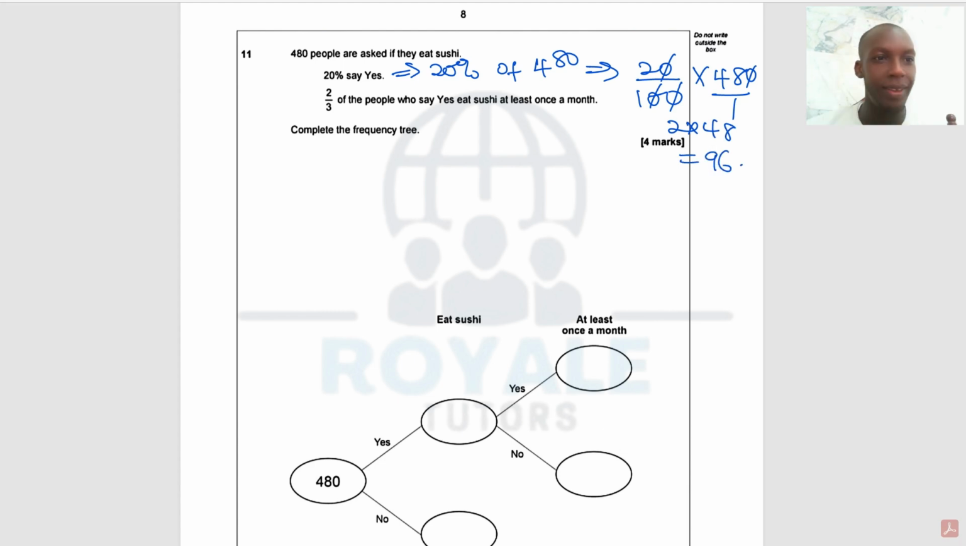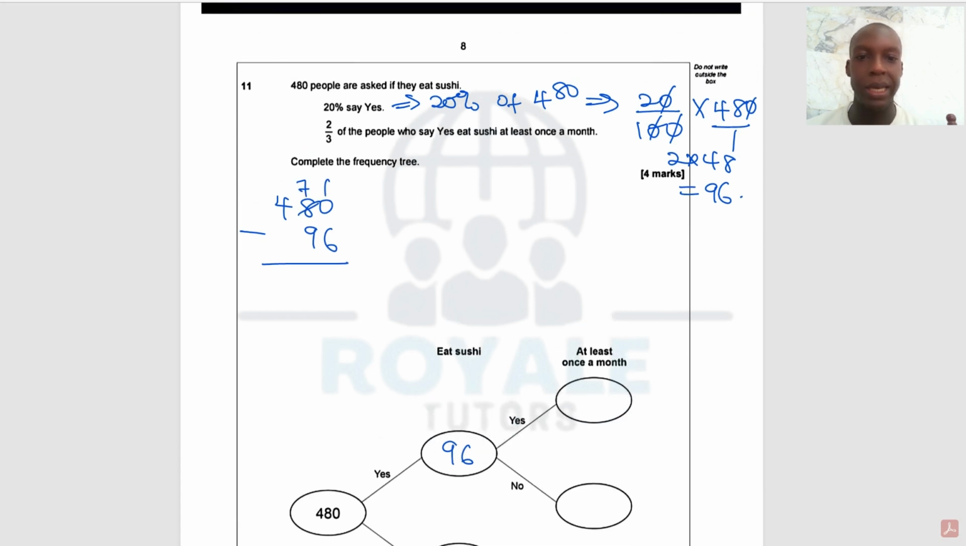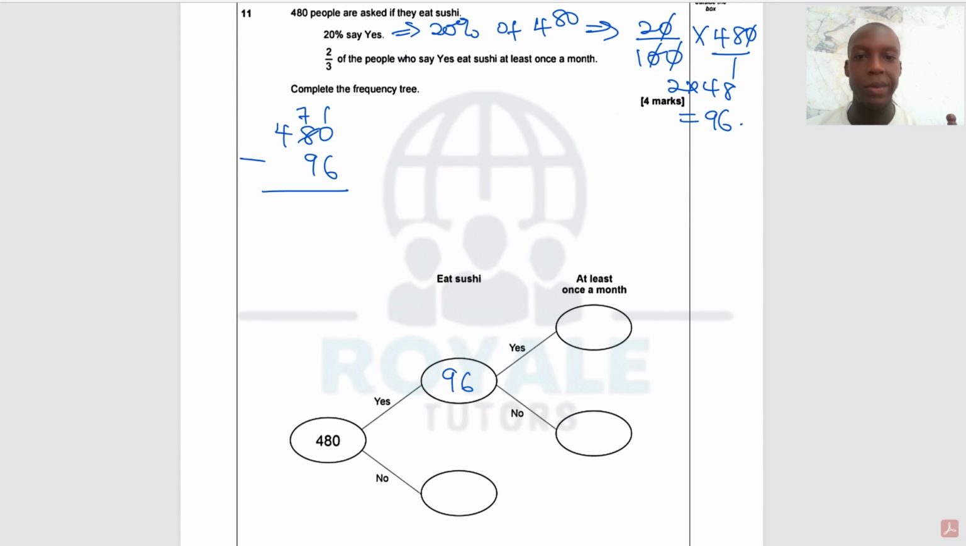So it means that 96 people already say that they eat sushi. That's 96 already. So if out of 480, 96 eat sushi, how many of them do not eat sushi? We can just subtract. This is going to be 7. 10 take away 6 is 4. Then of course this is 17. 17 take away 9 is going to be 8. And we have 384. That means 384 of them do not eat sushi.